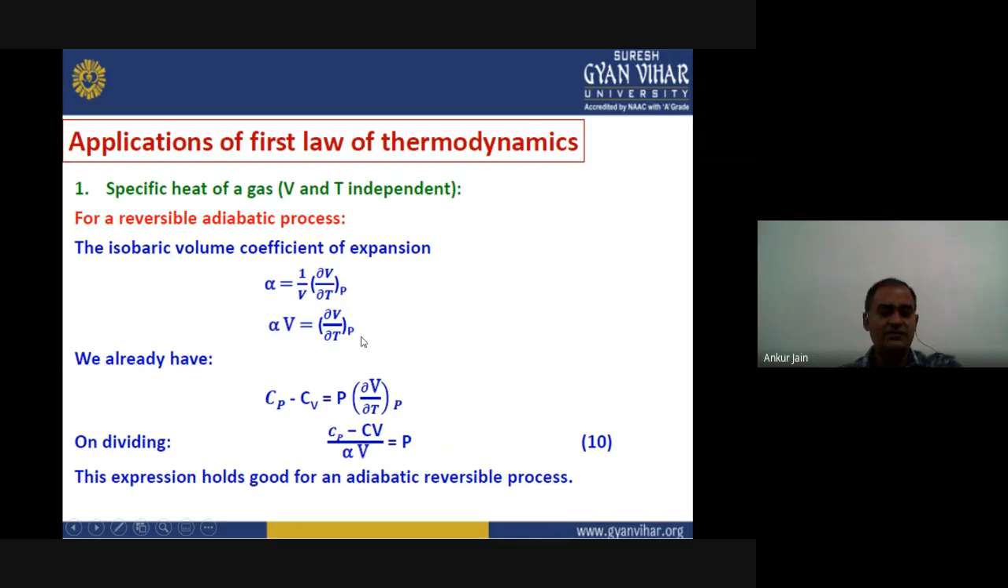And we have already derived Cp minus Cv equals P into del V upon del T at constant pressure. Okay. Now, if we divide this equation by this equation, what will happen? It will become Cp minus Cv upon alpha into V equals P. This term will cancel out with this term, and we get the final equation, given by Cp minus Cv upon alpha V equals P. This equation is important and is valid for any adiabatic reversible process. Okay.